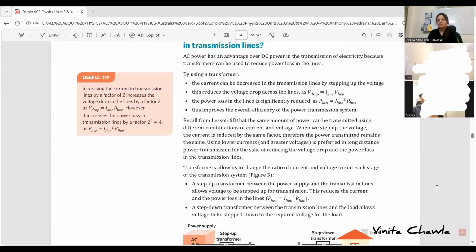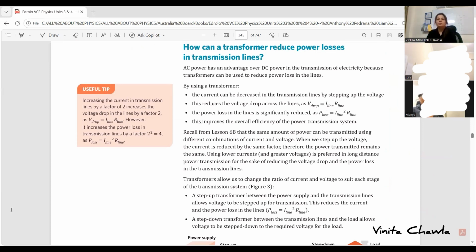Next, how can a transformer reduce power losses in transmission lines? Now, the purpose of transformers. Why do we use transformers? So far we have not used transformers in the transmission lines.